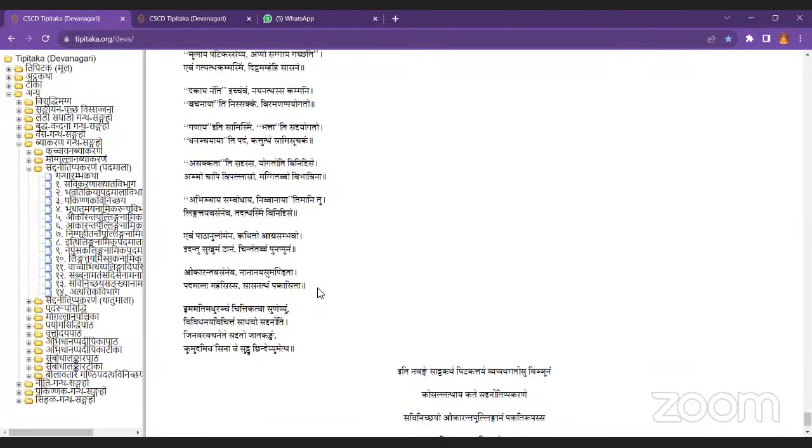In what way? Kumudang iva isina. Kumuda means white water lily, and isi means seer, S-E-R. Like a white water lily is severed by a seer, in this way the generated doubt over the jinavara vachana you can cut out. So this is the meaning here.